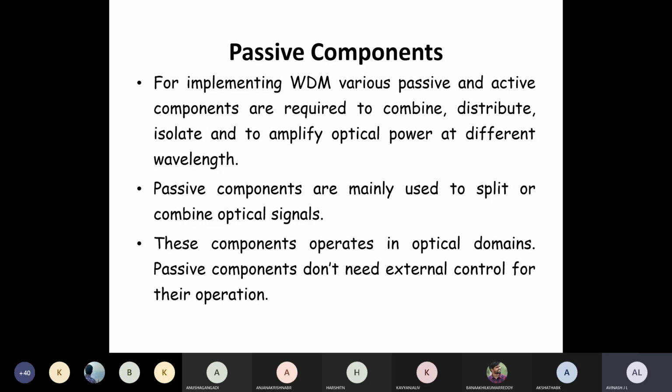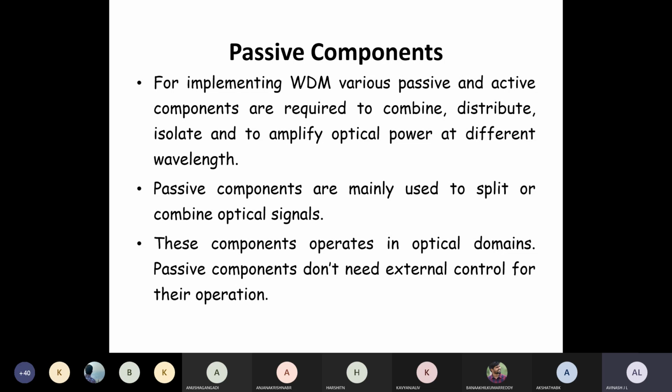To isolate the signal, there is also a requirement for a component. To amplify the optical power at different wavelengths, we require a component. Whatever operations you do, we require components. Without the components, we cannot go ahead with the operation. When you're talking about some operation, the operation must be very clear. For every operation like combining, we require a component, and for distribution also. Without the components, we cannot do the operations.